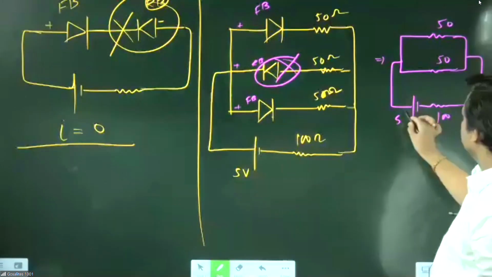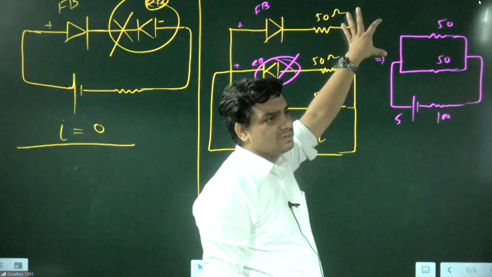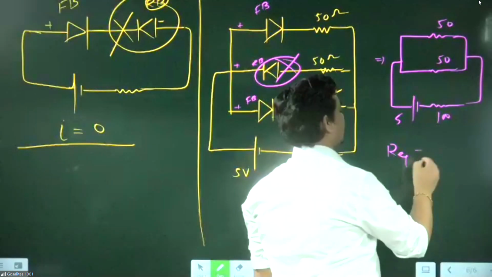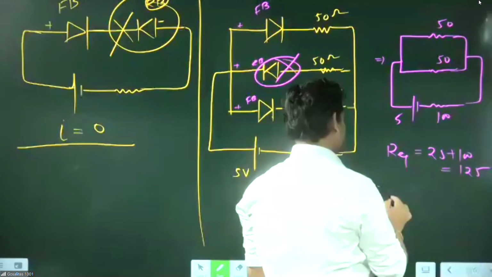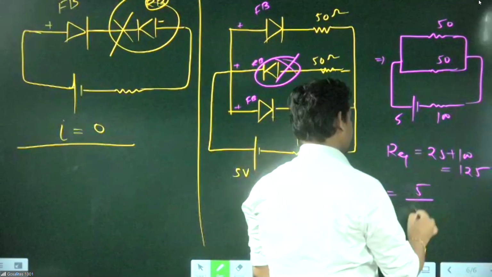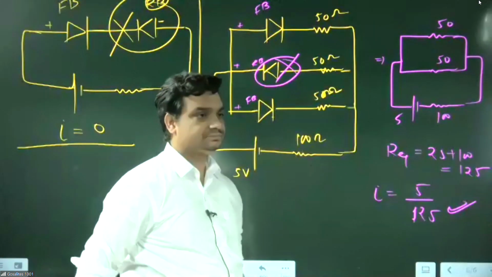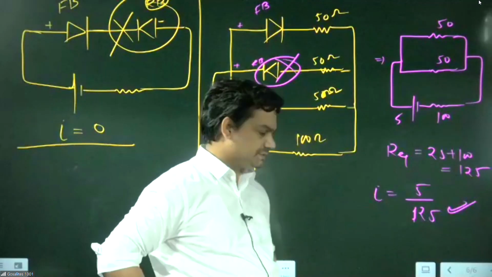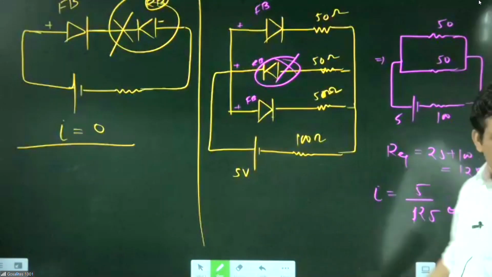100. You can say 50 and 50 are in parallel. 50, 50 in parallel means how much? 25, and this 100 is in series, so we can say R equivalent will be 25 plus 100, that comes 125, and we can write current will be equal to 5 by 125. Yes, 5 by 125. Clear? Okay. Can I take the next question now? Next one.